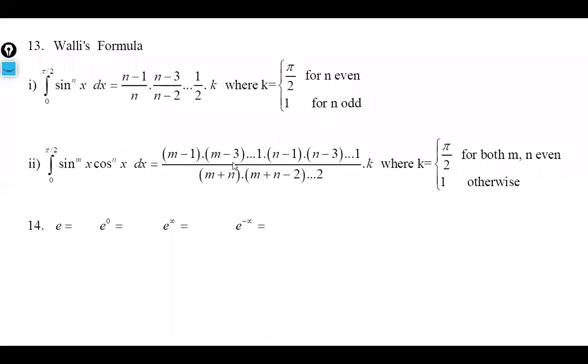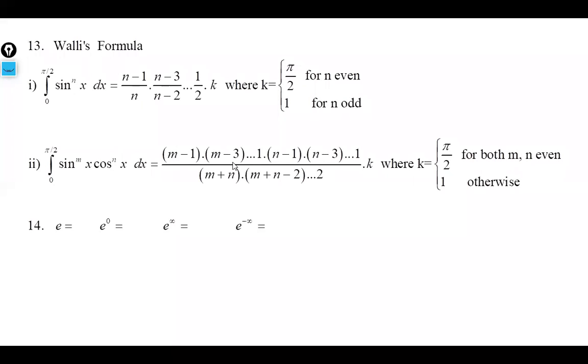Sir, why is there n minus 1? That is a formula, no? We are not going into the derivation. It is actually a reduction formula. You can derive it; there is a formula known as the reduction formula, so you can see that topic. Actually, the derivation is based only on integration by parts.